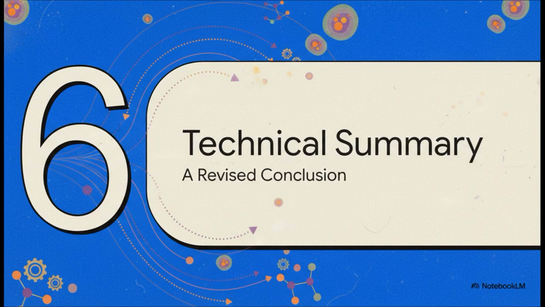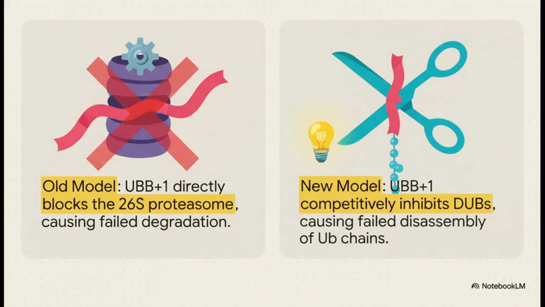On to our last section, Section 6. We'll now conclude this audit with a technical summary and discuss the implications of these findings. The result of all this is really a paradigm shift. The old model of direct proteasome inhibition is replaced. The new model, which is strongly supported by the evidence we've audited, posits that these uncleavable Ubex species are competitive inhibitors of DUBs. So the accumulation of polyubiquitin chains isn't from failed degradation, it's from failed disassembly.